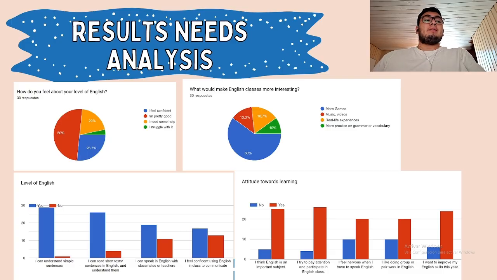Also, we have the level of English of the students. In this case, I asked simple questions, or rather affirmations, such as, I can understand simple sentences, and they have to answer yes or no. So they mention, in the majority of them, that they are able to understand simple sentences or short text in English and understand what they say.